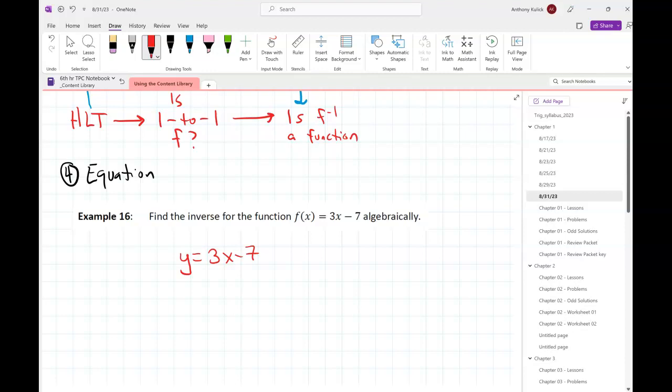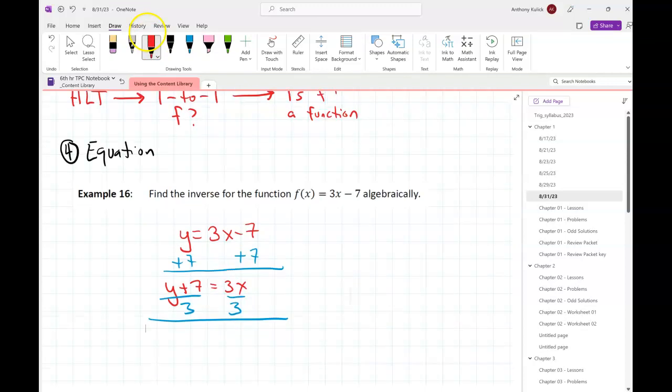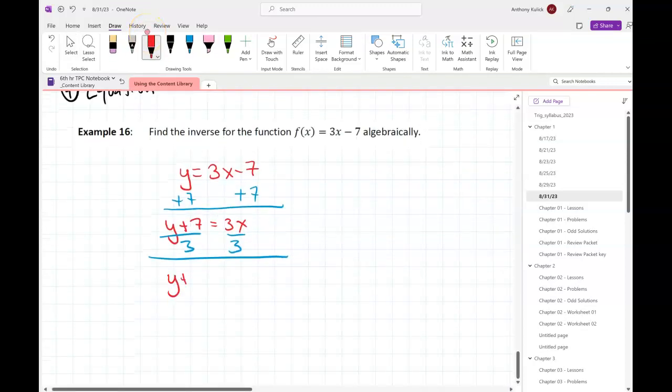So in this case, what would I do first? Add 7. I would not want to divide yet. What are you saying? I mean, you could, but you have to be really careful on how you do that. And after we've added 7 to both sides, the next thing we do is divide by 3. Okay, so now the x is by itself.